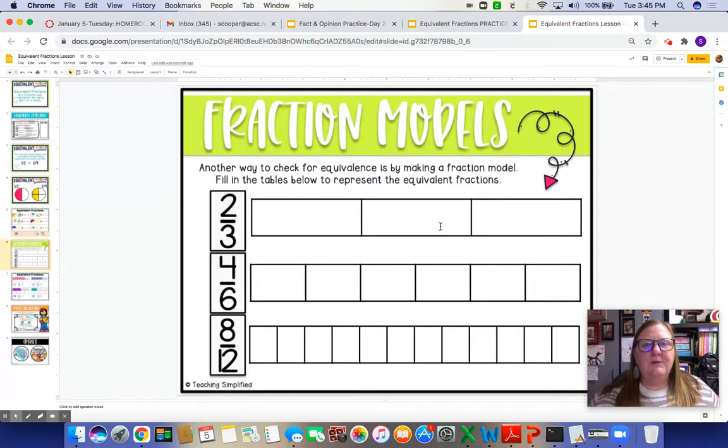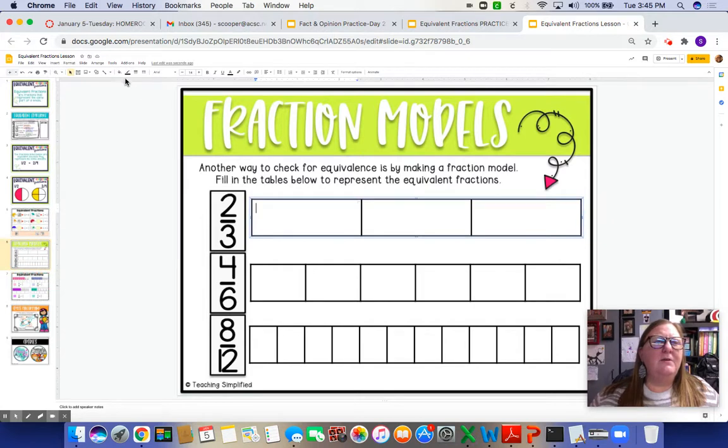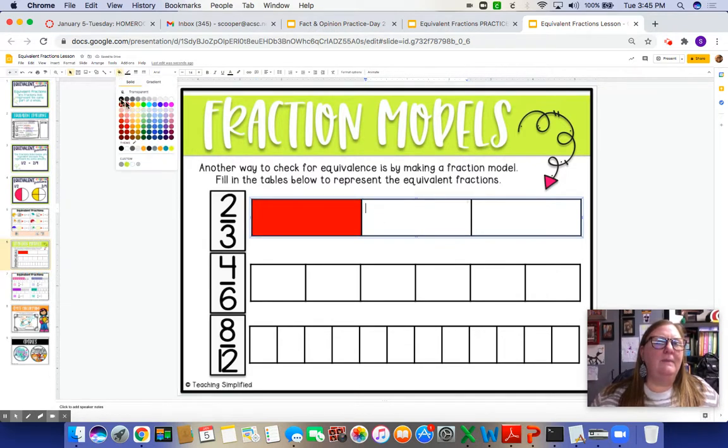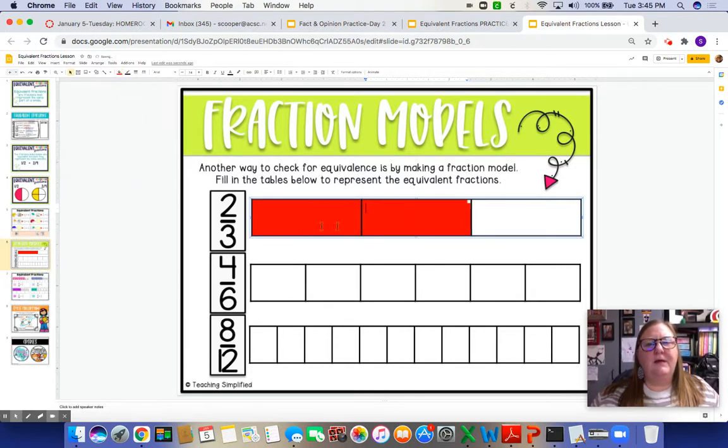So we have 2/3, 4/6, and 8/12. So it says fill in the tables below to represent equivalent fractions. So we click on this box, and then if you go up here and click this little paint can, you'll do that, and you can choose any color you want. And then I'm going to do it again. So now we have 2 out of the 3 bars that are shaded.